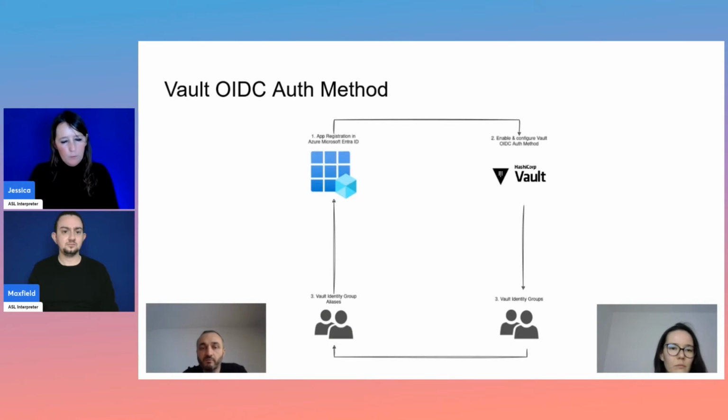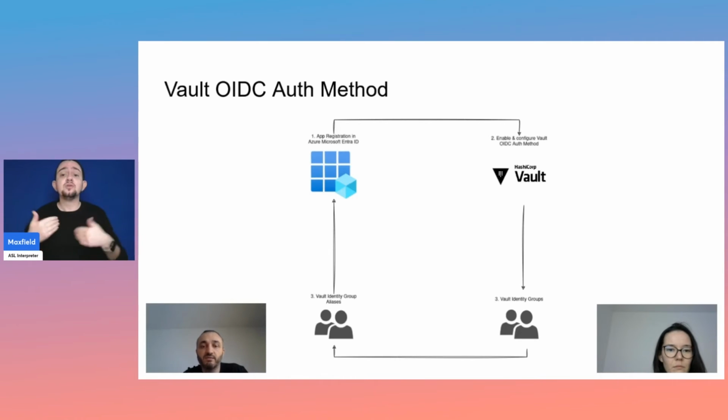So speaking about the authentication flow, a user or application requests authentication from Vault using the OIDC method. Vault redirects the user to their OIDC provider for authentication. After the authentication, the OIDC provider returns an ID token to the user. And then the user provides this ID token to Vault. Vault will verify the ID token with the OIDC provider. And if the token is valid and the user has the appropriate role, Vault provides a token granting access to its stored secret.